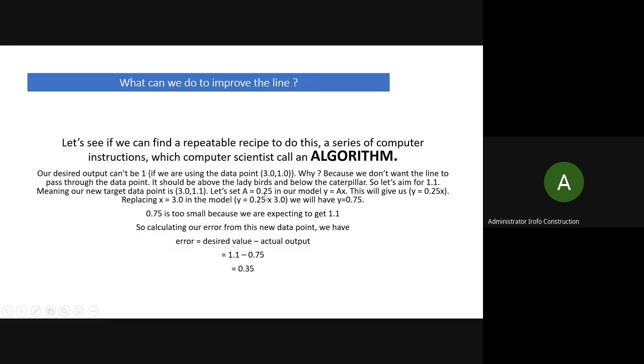Let's set A equals 0.25 once more, so y is equal to Ax. This will give us y equals 0.25x. And let's replace the x value by 3. If we replace x by 3 in the model, we get y is equal to 0.25 times 3. We are going to get y is equal to 0.75.